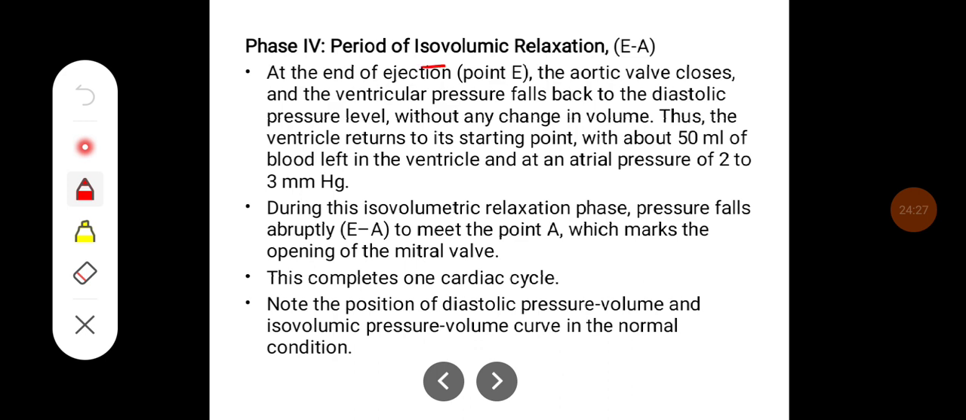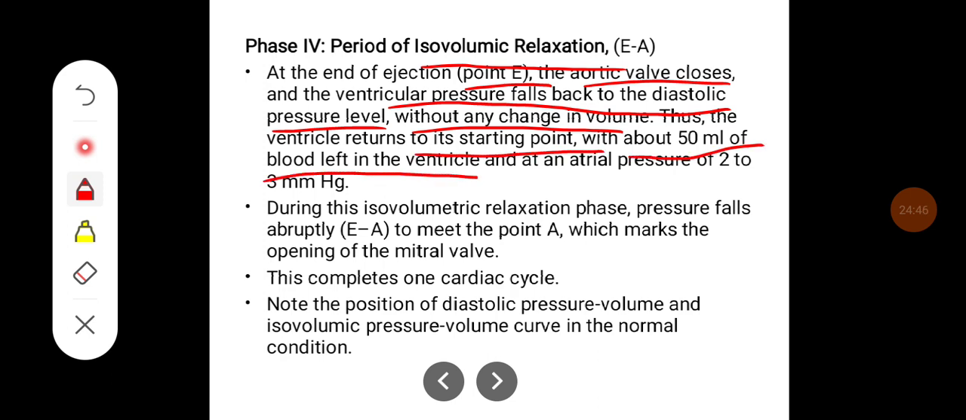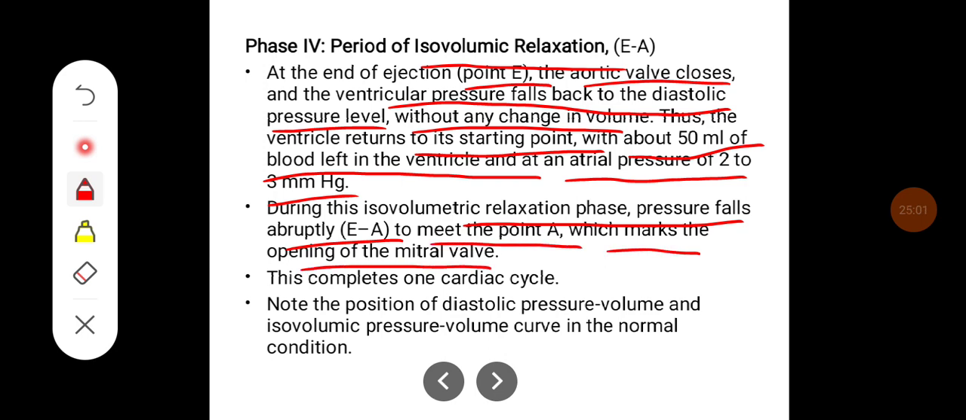Phase 4 is the period of isovolumetric relaxation. At the end of ejection, that is point E, the aortic valve closes and the ventricular pressure falls back to the diastolic pressure level without any change in volume. Thus, the ventricle returns to its starting point with about 50 ml of blood left in the ventricle at an atrial pressure of 2 to 3 mmHg. During this isovolumetric relaxation phase, pressure falls abruptly from E to A, which marks the opening of the mitral valve. So this completes one cardiac cycle.